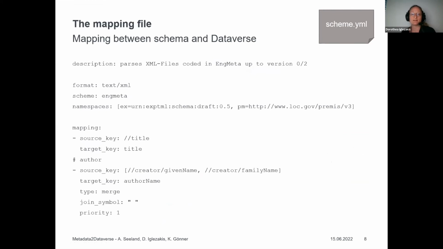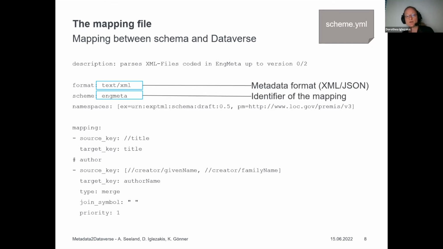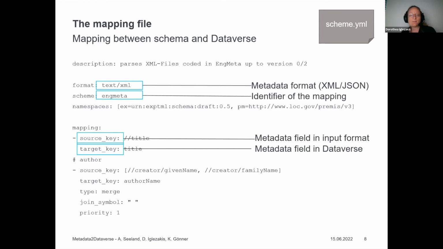So the YAML file just defines what metadata format we have, an identifier for the mapping, and then mapping information about from which source key the information should be copied or merged or rule-based transferred to which target key in Dataverse.